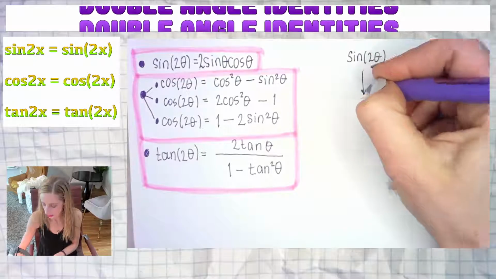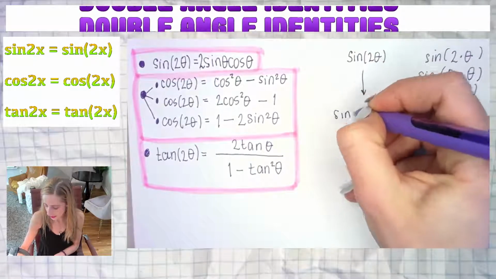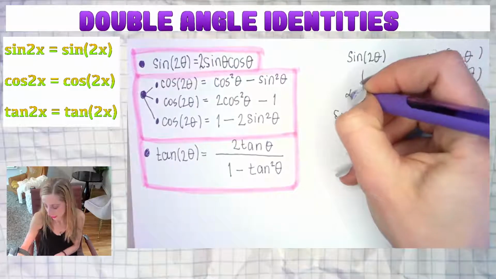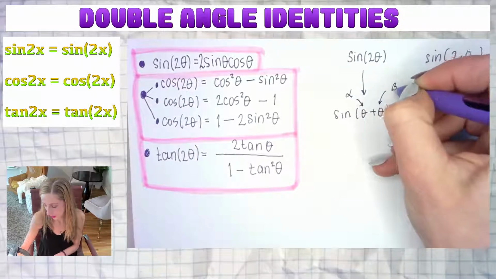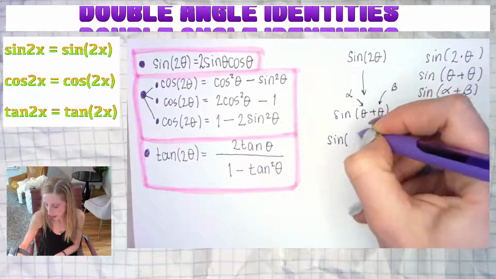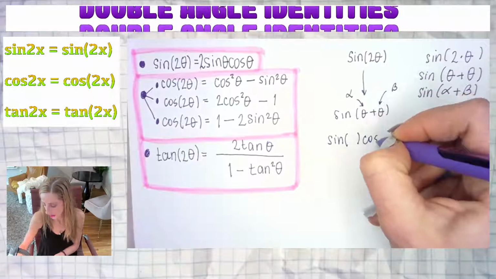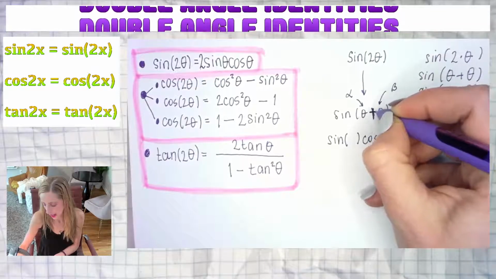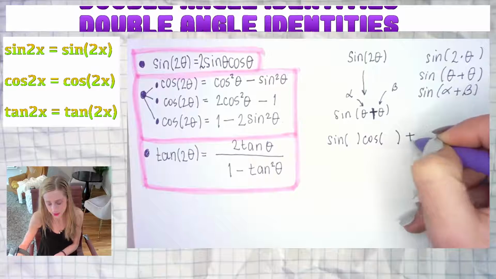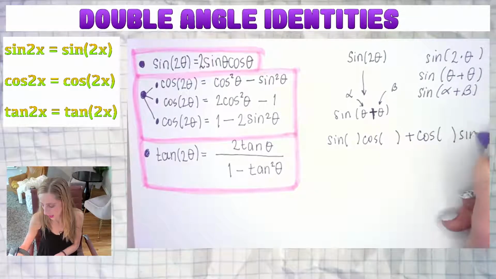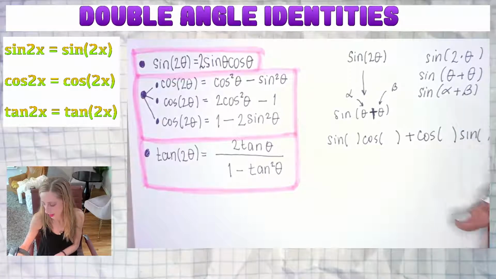So what will that look like? All right, since again, that's sine of theta plus theta, consider that your alpha, consider that your beta. Then we have sine alpha cosine beta, sine keeps the same sign, plus cosine alpha sine beta.